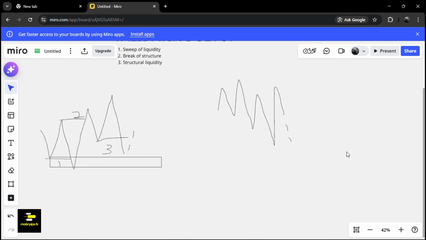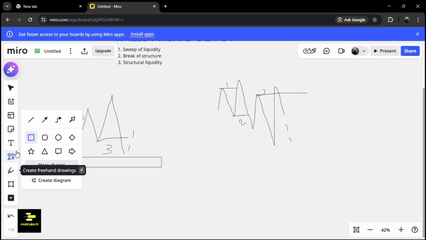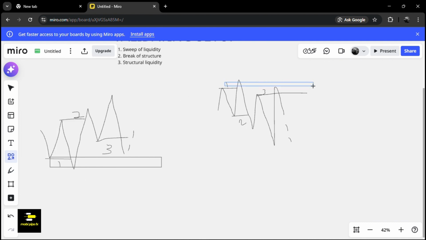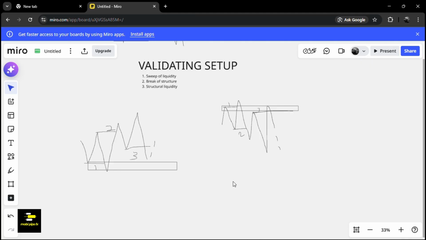Let's come to this side and see. What did we say we are looking for again? We want a sweep of liquidity. This is for the sellers. A sweep of liquidity, which has happened. A break of structure, which has happened here. And structural liquidity. So this is number one, this is number two, and this over here, number three. Our POI rests here. So this is how to validate the setup.